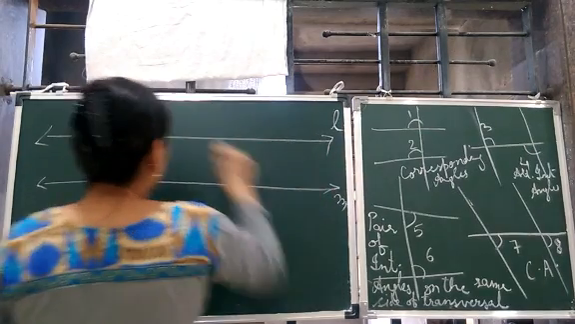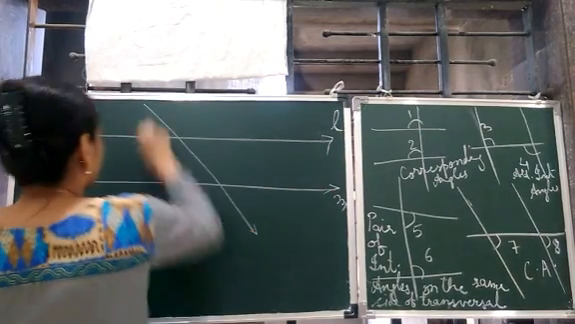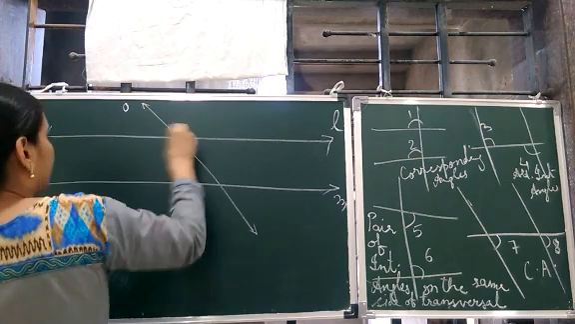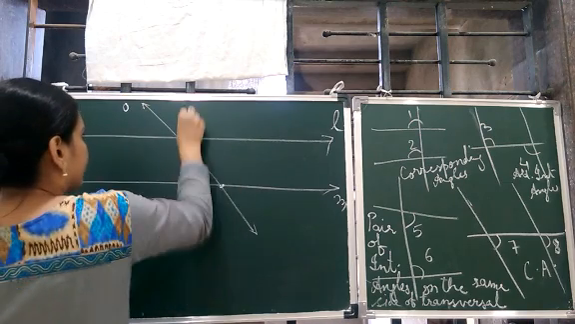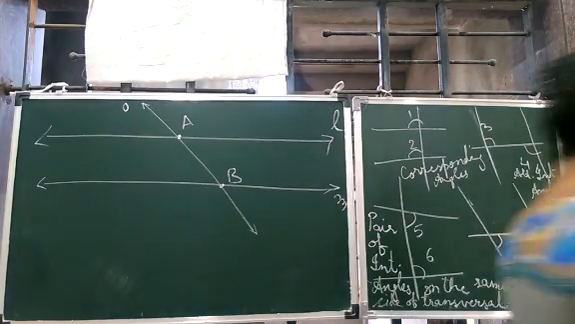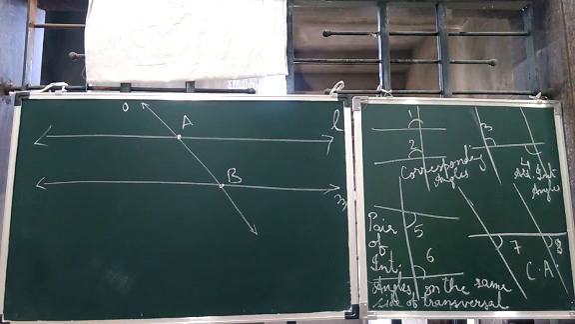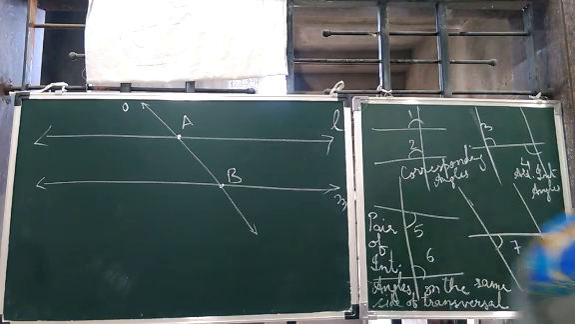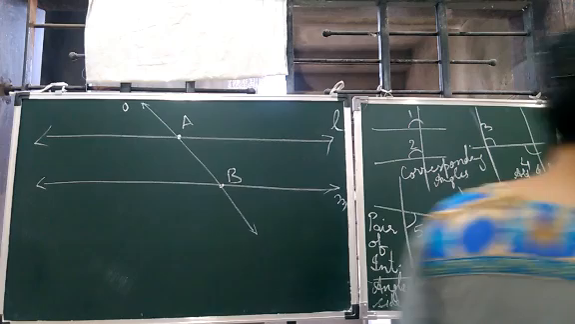L, M here, this is the transversal O, which is meeting at two different points, point A and point B, for L and M respectively. Got it? So if two parallel lines are cut by a transversal, each pair of corresponding angles are equal in measure.